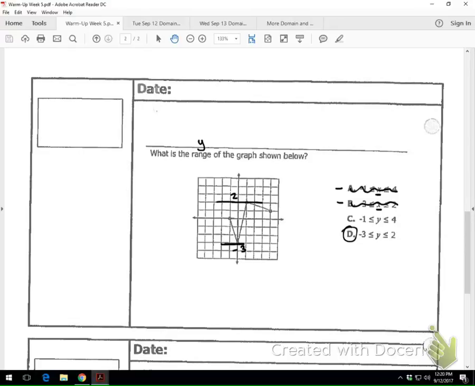Okay, so remember, range is very top, or bottom and top. Domain is very left and very right. Okay, so make sure you get that finished and put back in your binder.